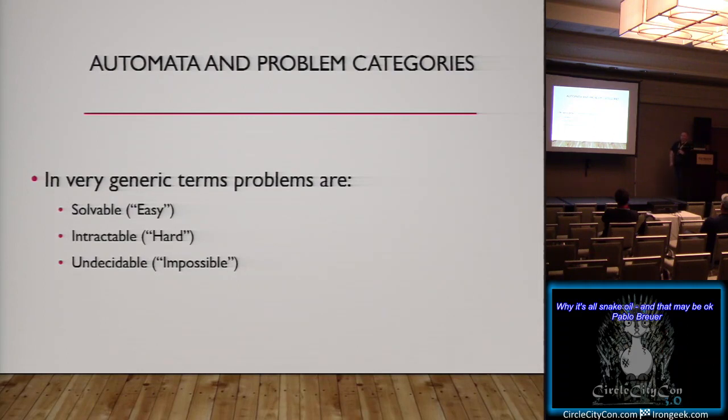Generally speaking, and we use slightly different terms, computer science problems can be put into three categories. They're solvable, intractable, or undecidable. If they're solvable, they're easy. They can be solved in something called P-time, or polynomial time. What that means is that the amount of time it takes to solve it is some factor of the amount of input that you give it.